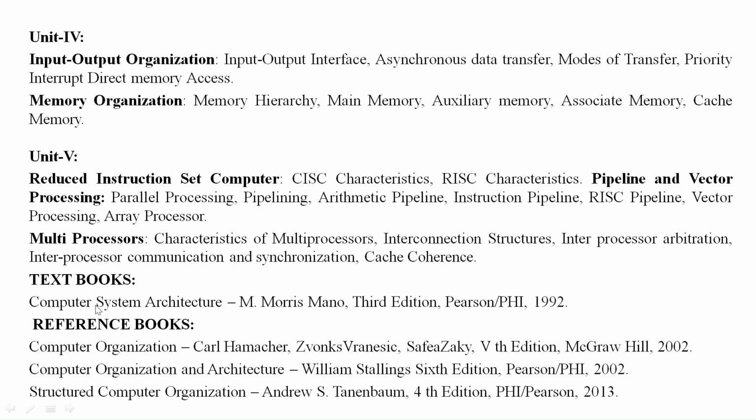Coming to a textbook, the best prescribed textbook for this is Morris Mano. The third edition, there are many latest editions. I think there are up to 7 editions, but the third edition is always the best. We can go for the third edition of Morris Mano Computer System Architecture. And coming to reference books, you can also refer Carl Hamacher. That is also a good book, as well as William Stallings, 6th edition, and Structured Computer Organization, Tanenbaum. So these are all the reference books that you can follow.